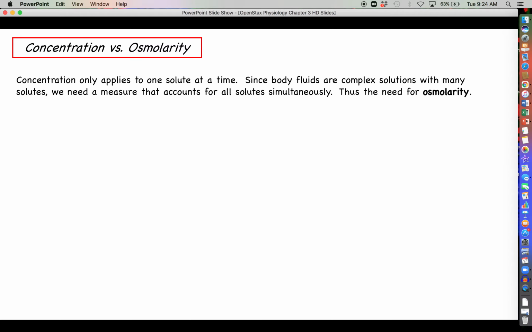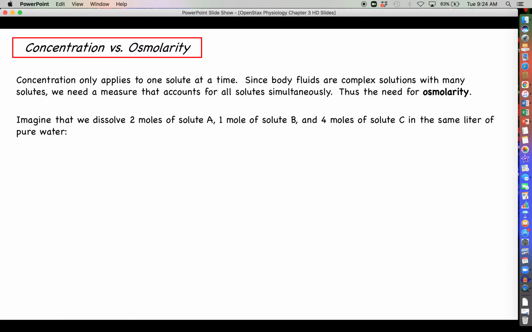There are a lot of different solutes that make up a given bodily fluid. So it's going to end up being kind of a headache for us if we have to keep track of all of those individual concentrations. So it is a lot more convenient for us to just have one metric that covers all of those solutes simultaneously. And that is what we mean when we talk about osmolarity. So to establish what exactly we mean by osmolarity, let's look at a specific example.